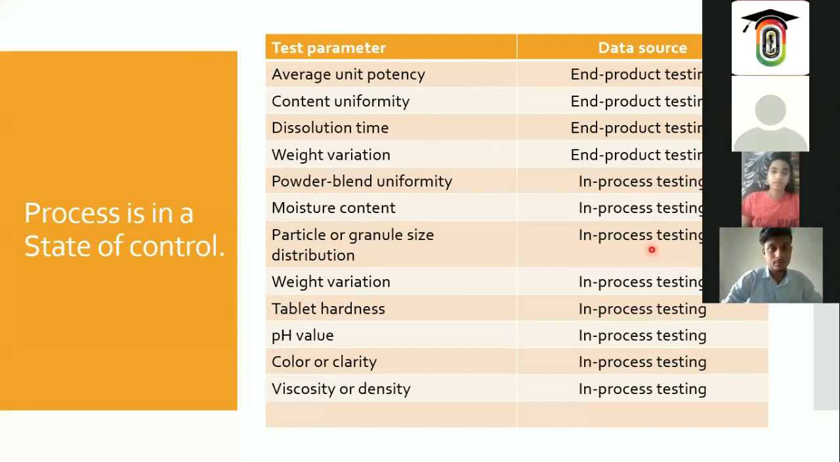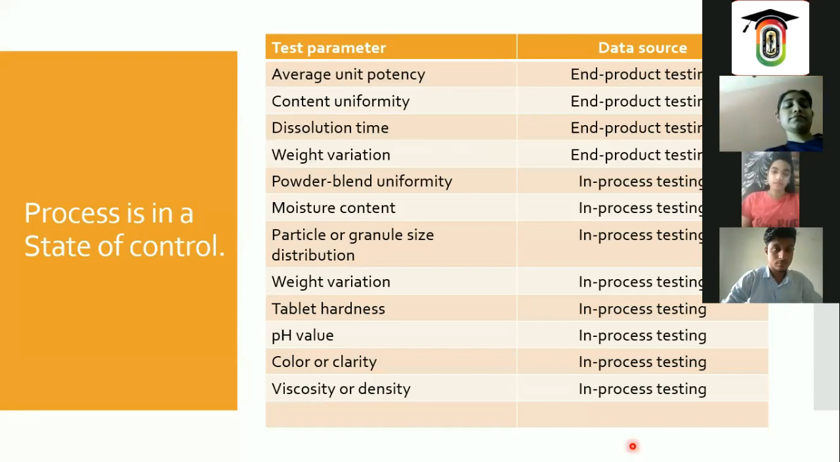Going to the next, you can see all these are the in-process testing parameters, right? If I say powder blend uniformity, this is the initial process, the beginning process, so it's an in-process testing. Moisture content is again in the nearby time of drying. So that is the in-process testing.